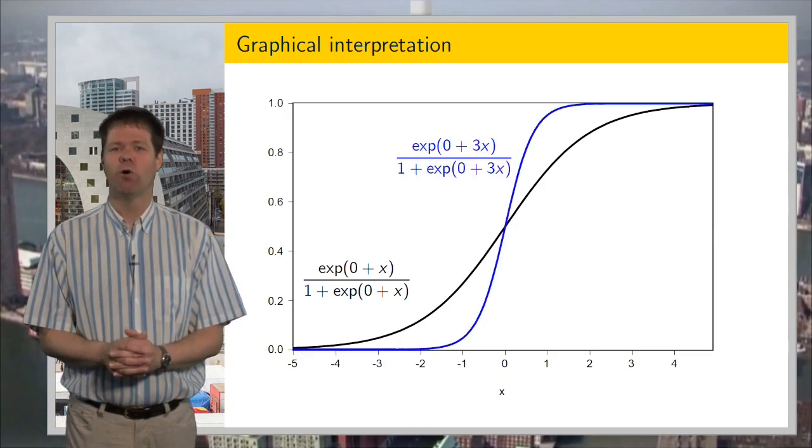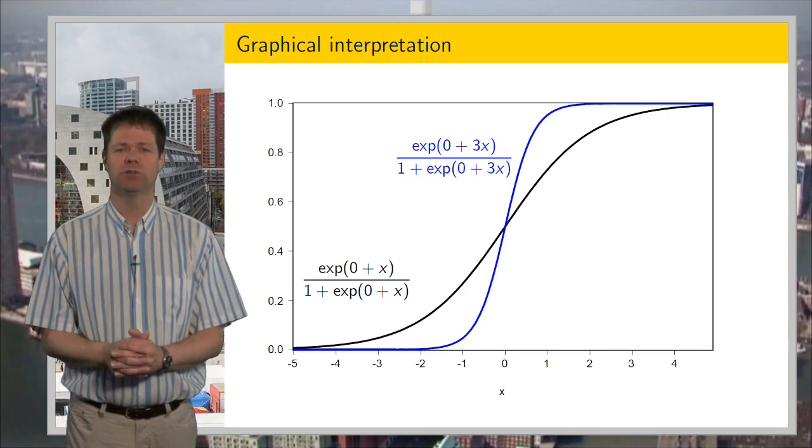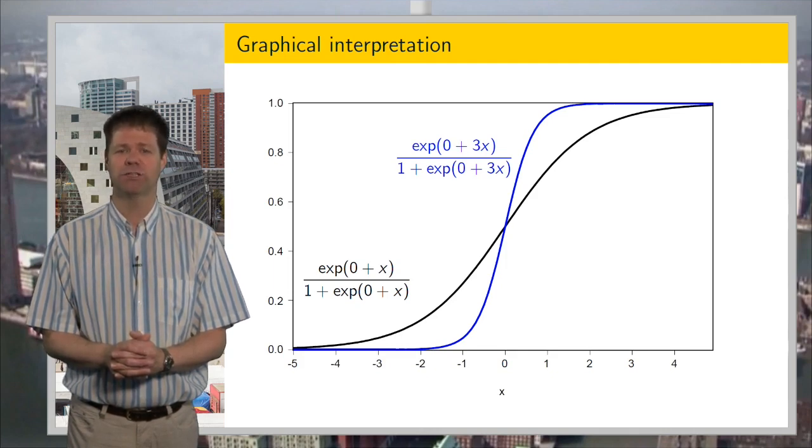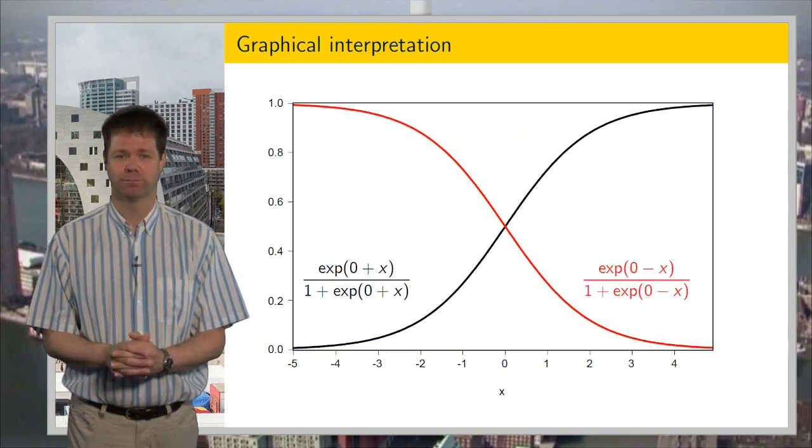To illustrate the role of the beta 2 parameter, I now change the size of this parameter. The blue line shows the probability that y equals 1 in case beta 2 is 3 times as large. You can clearly see that the logistic function now is steeper. The interval where the probability is not close to the boundary 0, 1 is now smaller. Hence, for larger beta 2 values, there is less uncertainty in whether y equals 0 or 1, given the value of x.